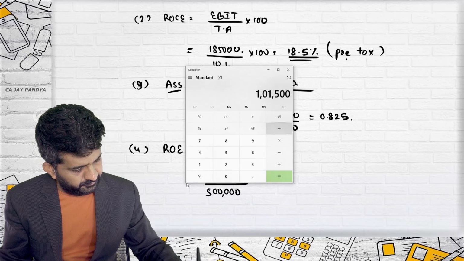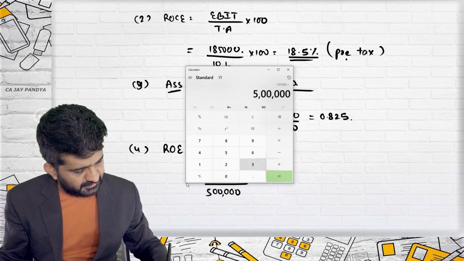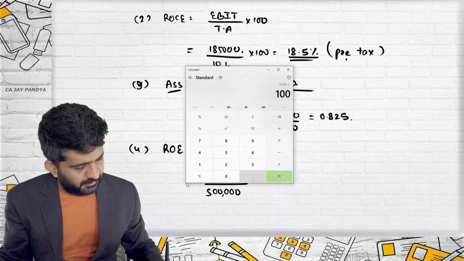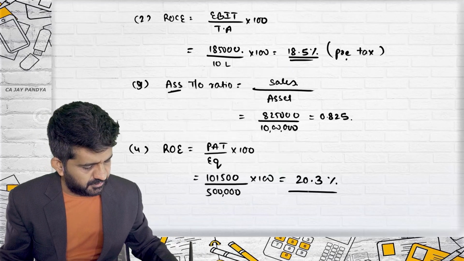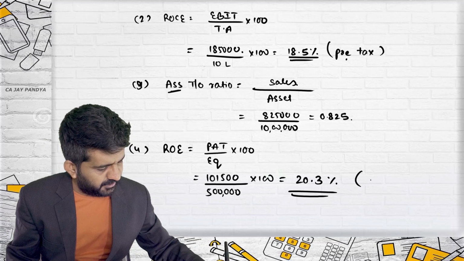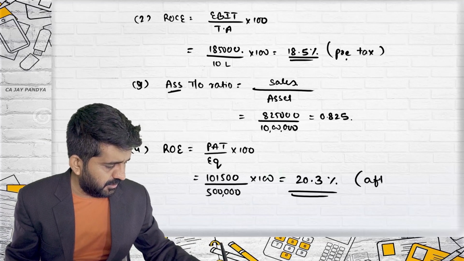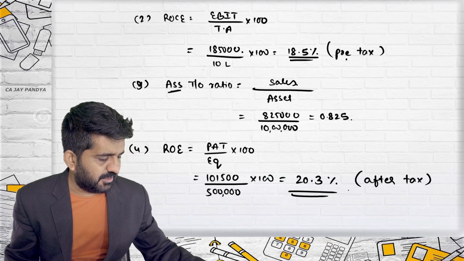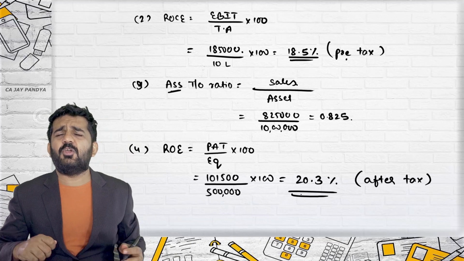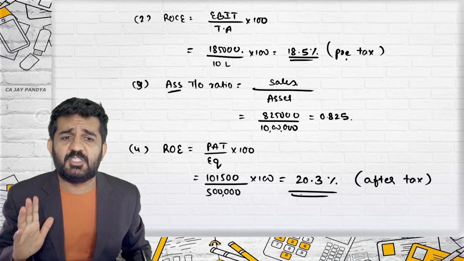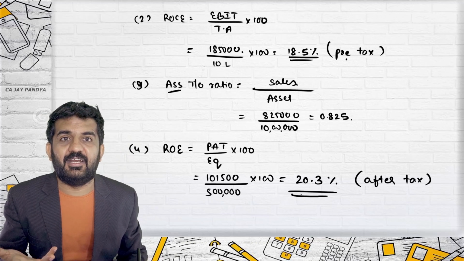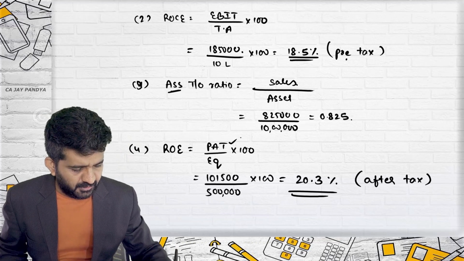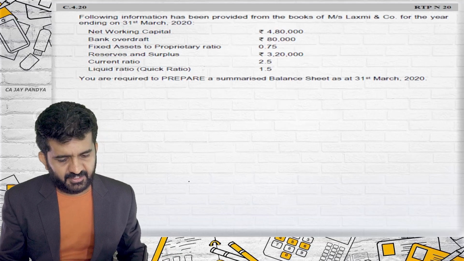1,01,500 divided by 5 lakhs multiplied by 100 is 20.3%. And as we have taken after tax, this is nothing but after-tax return on equity. And return on equity should always be found out after tax, because here the interest should be deducted while finding out profit after tax. So this was question number 4.19.